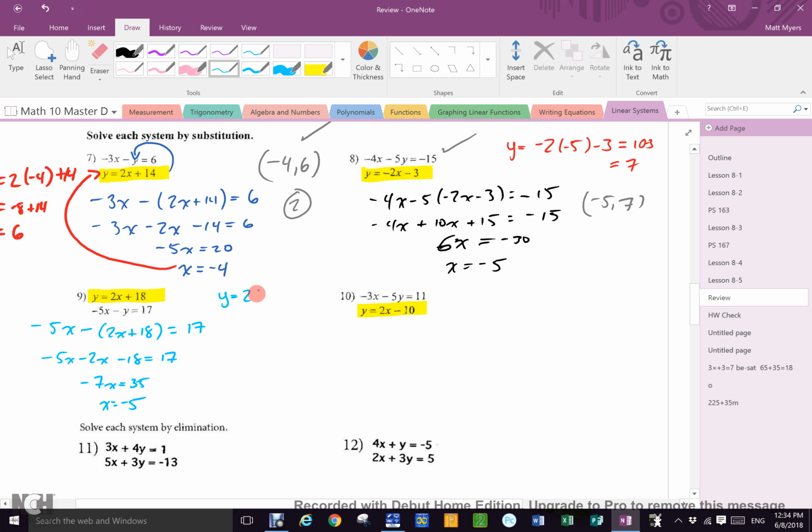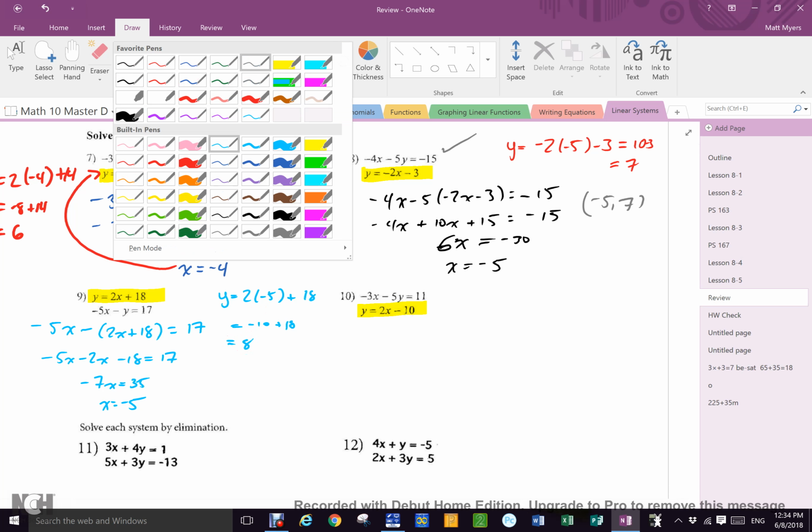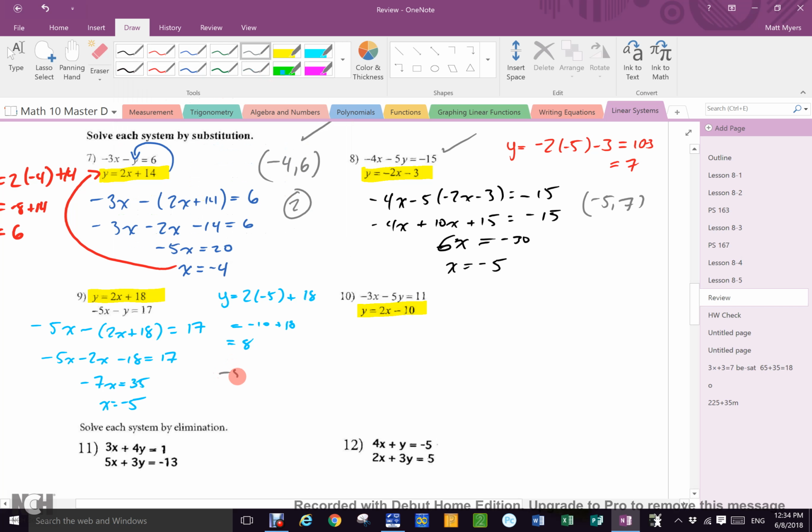y equals 2 times negative 5 plus 18. Negative 10 plus 18. 8. Ordered pair is negative 5, 8. And we check. Negative 5 times negative 5 is positive 25. 25 minus 8 is 17, and we're right.